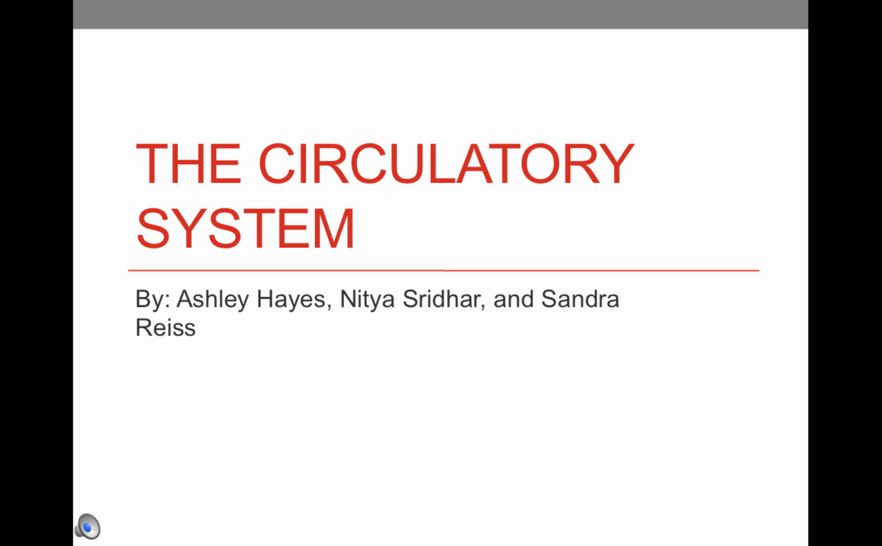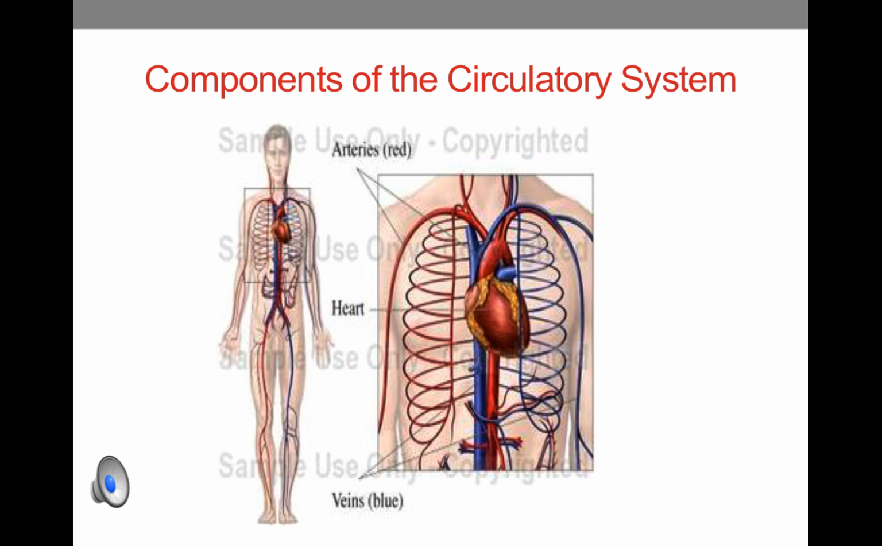The circulatory system. There are various organs and components to the circulatory system. One is the heart. The function of the heart is to pump blood throughout the body. Another are blood vessels. Blood vessels transport blood throughout the body. There are two main types of blood vessels, arteries and veins.